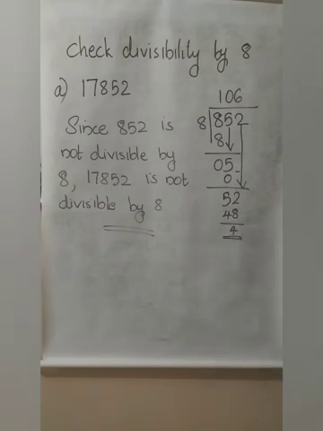So what is the divisibility rule of 8? In order to check the divisibility by 8, we first take the last 3 digits. What are the last 3 digits? The digits in the ones, tens and hundreds places, and we check whether that number is divisible by 8. If the number so formed is divisible by 8, then the whole number is divisible by 8. So in today's class, we discussed the divisibility rules of 6 and 8.